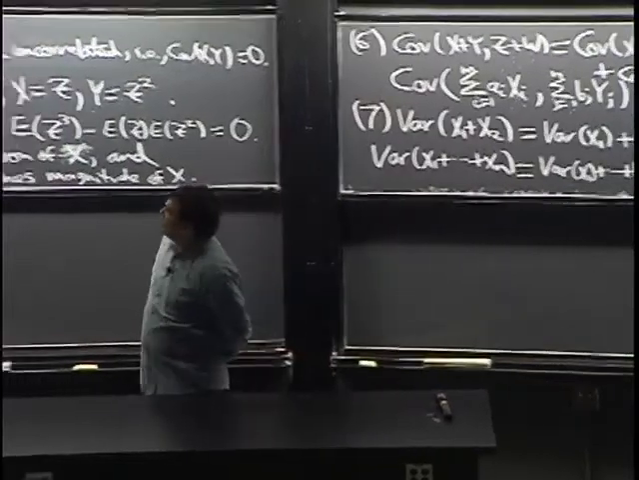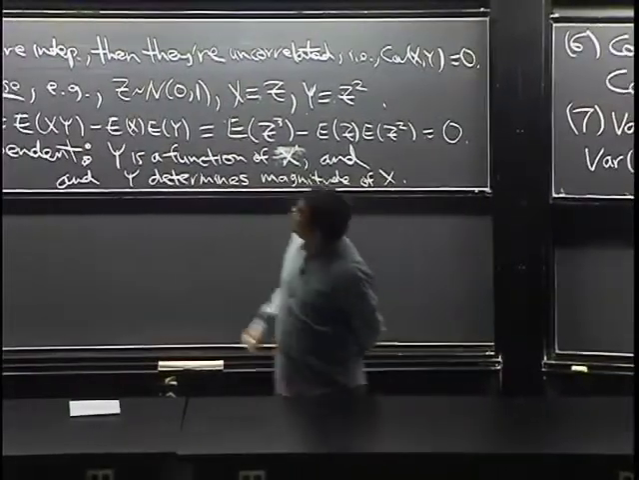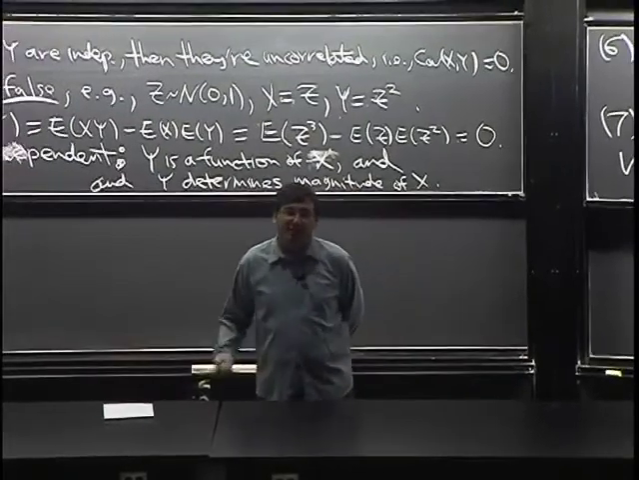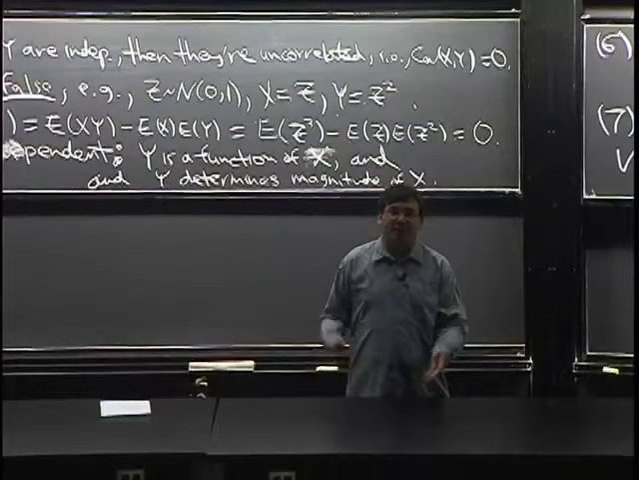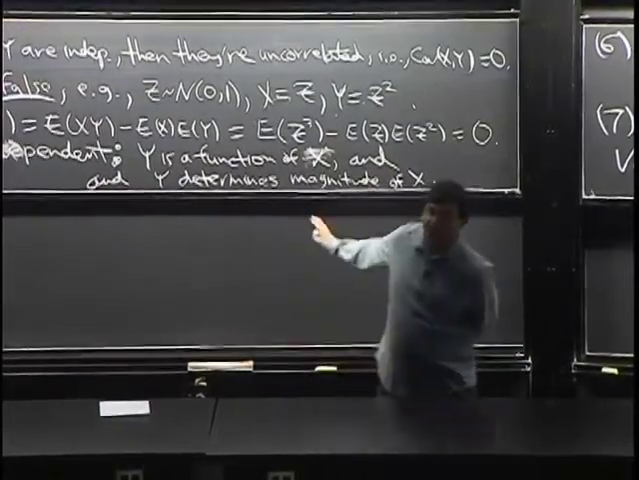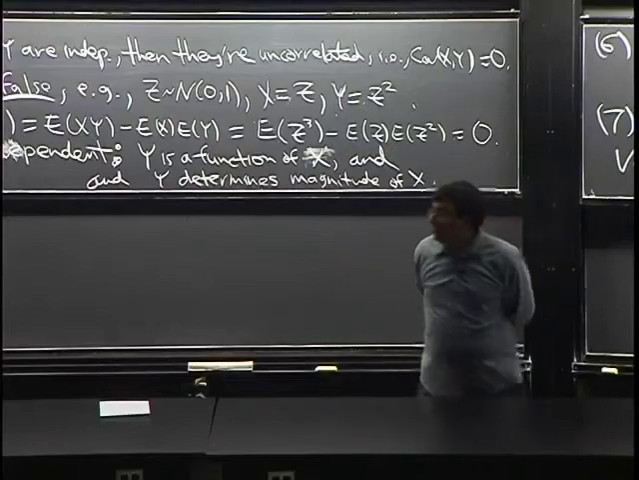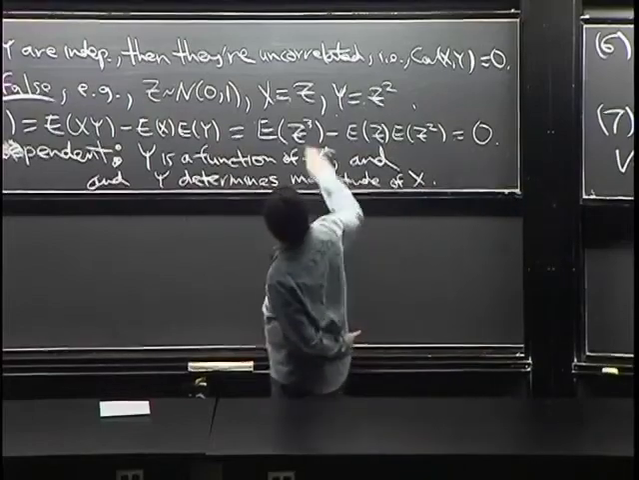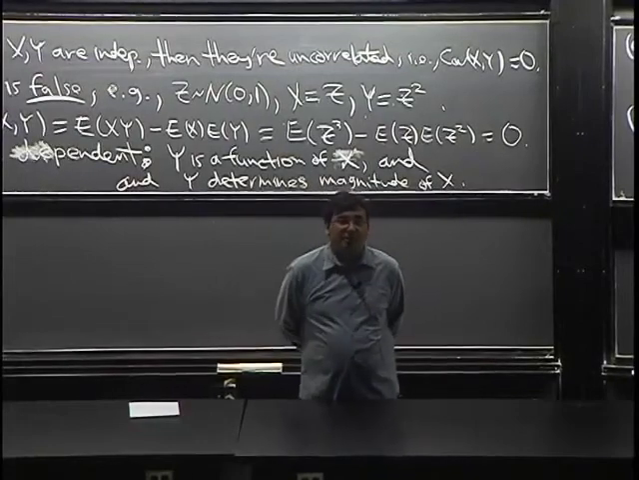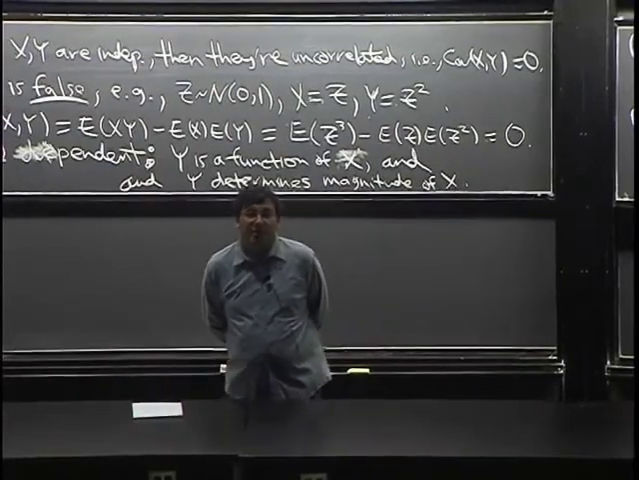There's a theorem that we're not going to prove that says that if every function of x is uncorrelated with every function of y, then they're independent. But just having the linear things be uncorrelated is not enough, as this example shows, because here they have a quadratic relationship, but there's no linear relationship. That's the intuition on that.